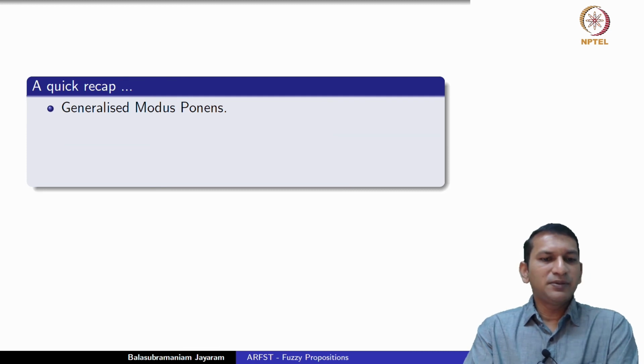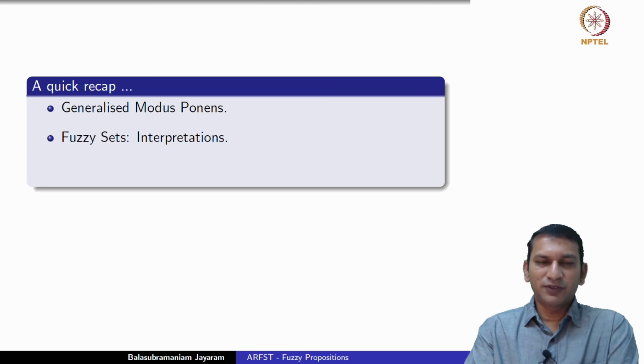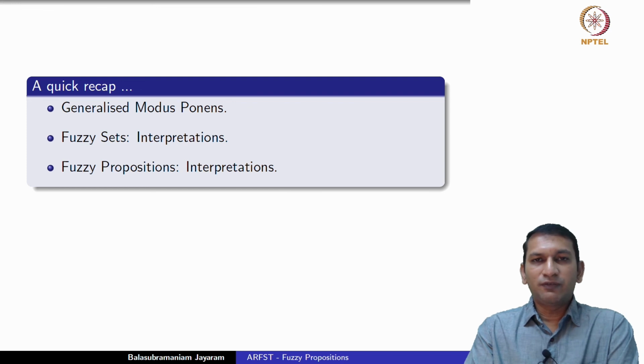Well, a quick recap. We recalled generalized modus ponens. We saw a couple of interpretations of fuzzy sets. One of them, which we already knew, was that of a membership function, but we saw that it could also be seen as a possibility distribution. And clearly, the distinction between a possibility distribution and a probability distribution was explained. And we saw fuzzy propositions, and we again had at least 3 different interpretations.